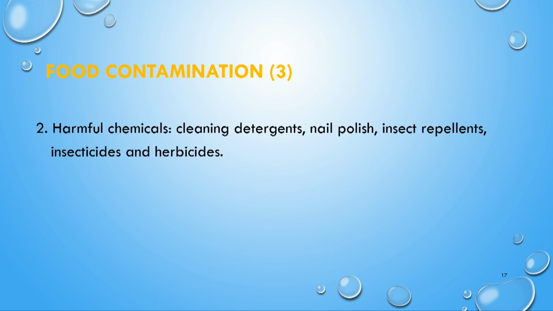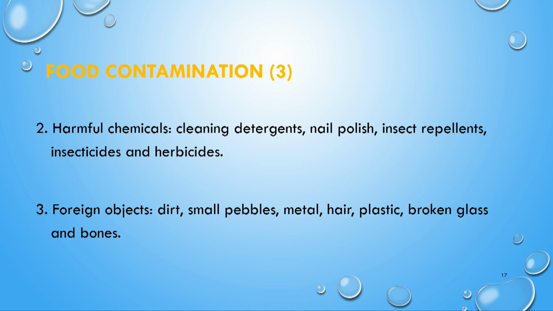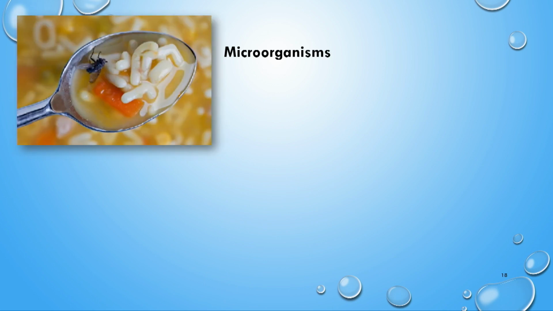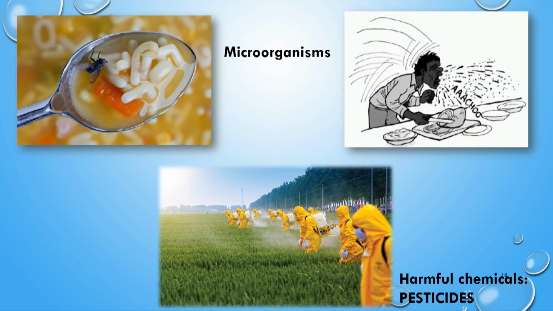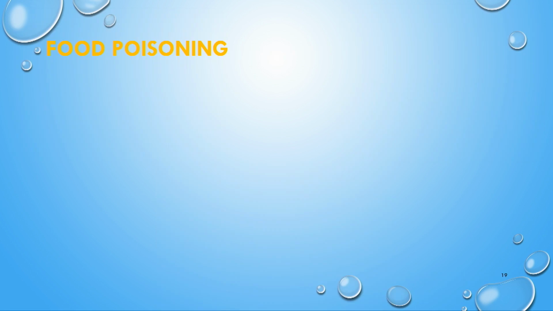Harmful chemicals such as cleaning detergents, nail polish, insect repellents, insecticides, and herbicides may get into food. Foreign objects such as dirt, small pebbles, metal, hair, plastic, broken glass, and bones. These are some examples of food contamination from microorganisms and harmful chemicals.